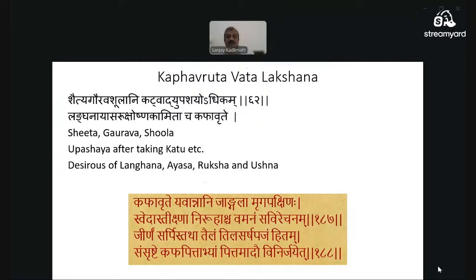Samsrushte Kapha Pittabhyam, Pittam Adau Vinirjayet. Please remember this formula because these two Avaranas are important, Pitta Avarana and Kapha Avarana. Whenever you see Pitta and Kapha both doing Avarana of Vayu, the doctor should first give importance to Pitta, not Kapha, because Kapha is lethargic, inactive. Pitta is Agni. If you don't treat Pitta first, you will be making a mistake. That is why Charaka gives you a clue in the last line: Samsrushte Kapha Pittabhyam, Pittam Adau Vinirjayet. First you treat Pitta.